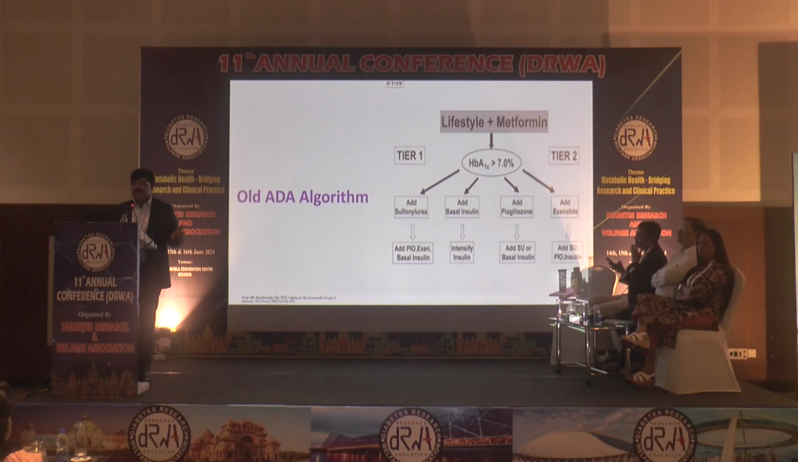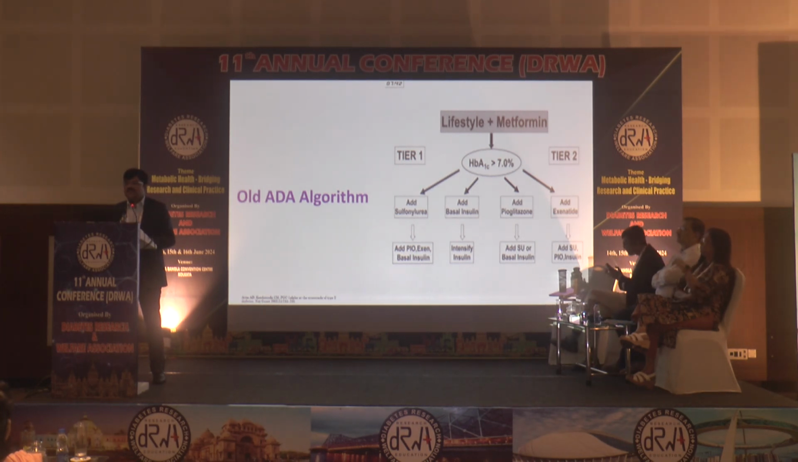So you see the old ADA algorithm, that it was tier 1 and tier 2. HbA1c more than 7, add sulfonylurea. If not, add pioglitazone or basal insulin. Or add insulin, intensify insulin. The third one is add pio, add sulfonylurea or the basal insulin.